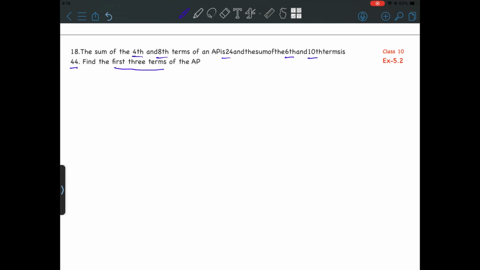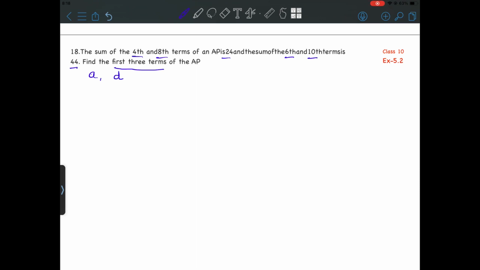So for this AP, we can suppose the first term as a and the common difference as d, right? So if we see the first condition, it says that the sum of the fourth and eighth term of the AP is 24.